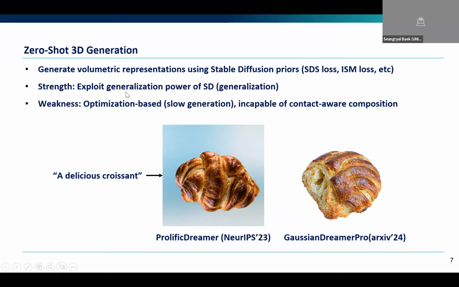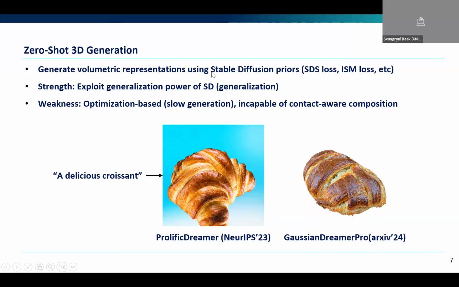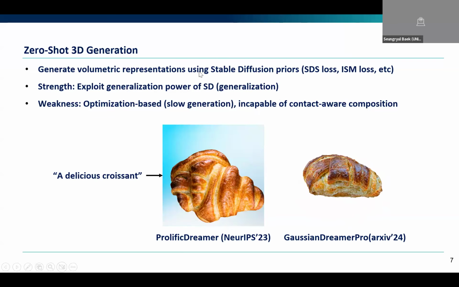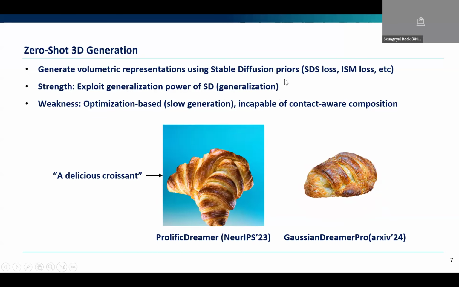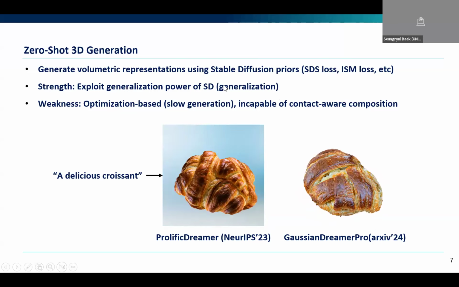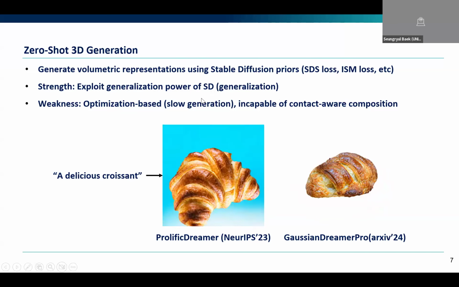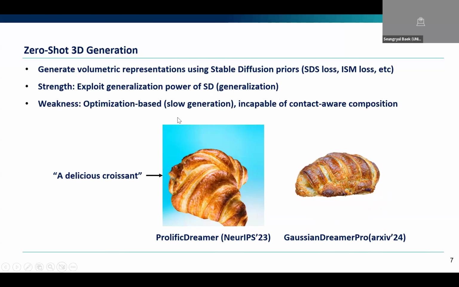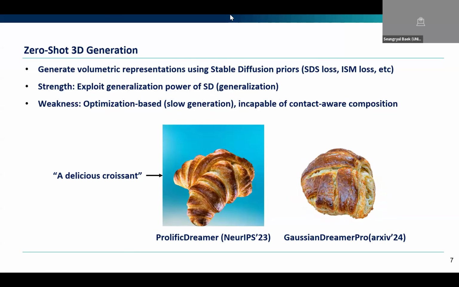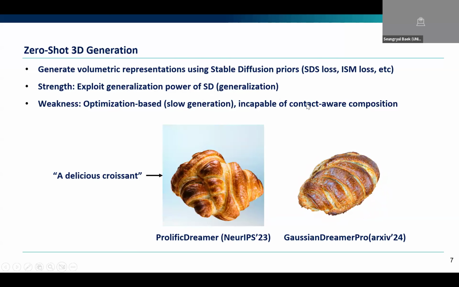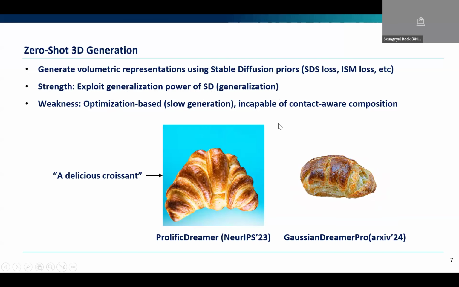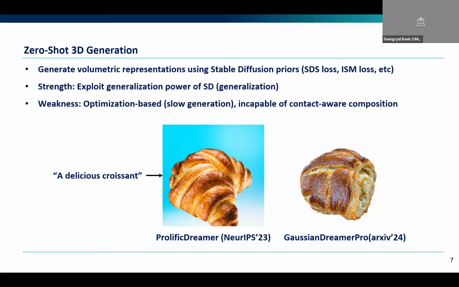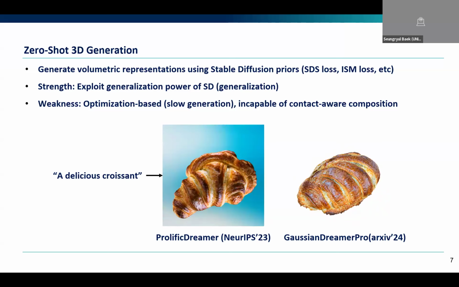The advantage of this is they can exploit the generation power of SD, but the issue is that because they just use SD as an inference model, it's basically optimization based, which requires lots of iterations to generate, so the generation is slow. And because it is a single composition, it doesn't take any interaction into consideration, so you cannot have context or composition.